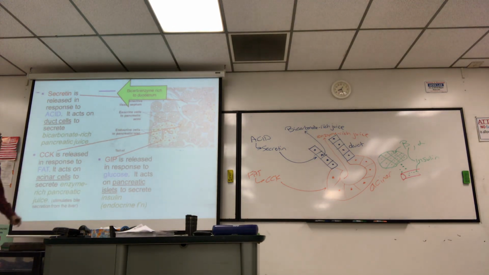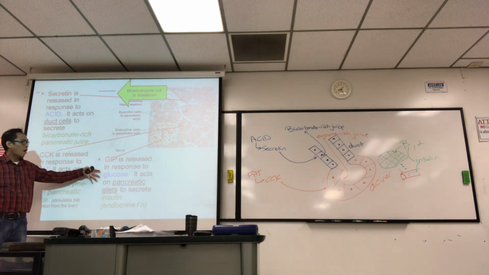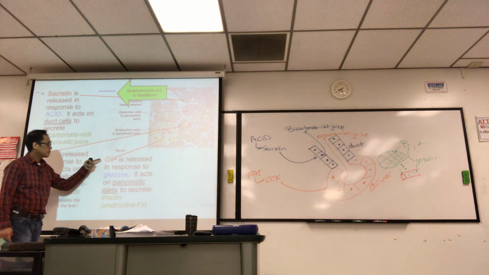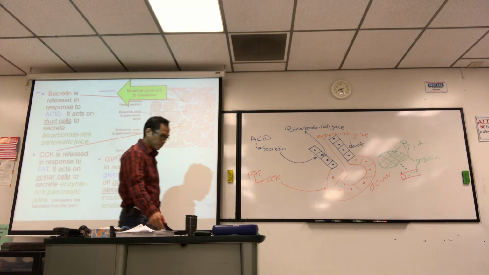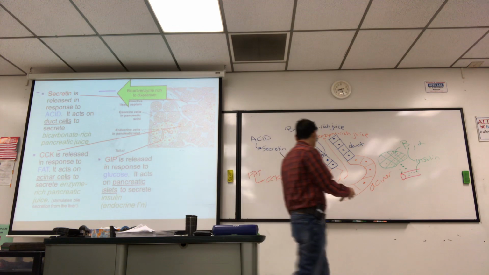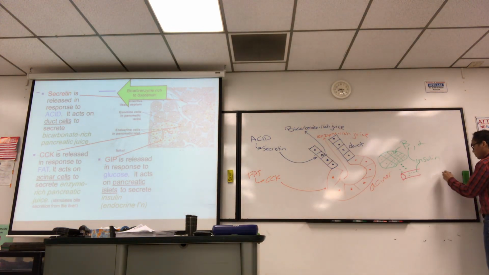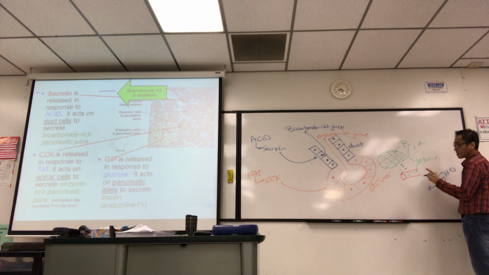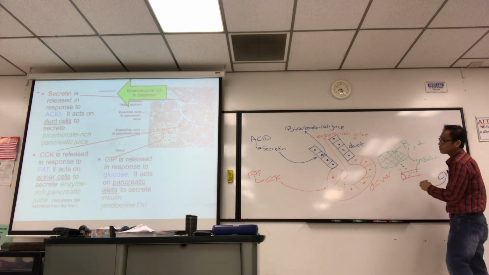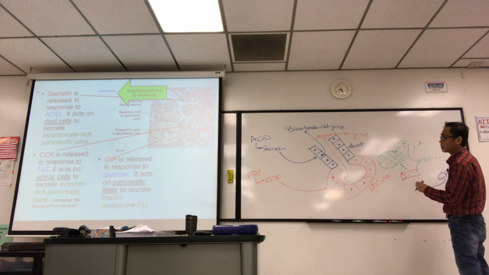So GIP is released in response to carb, right? Let's move right here. So you get carb in your diet. The hormone that I talked about last time is GIP.